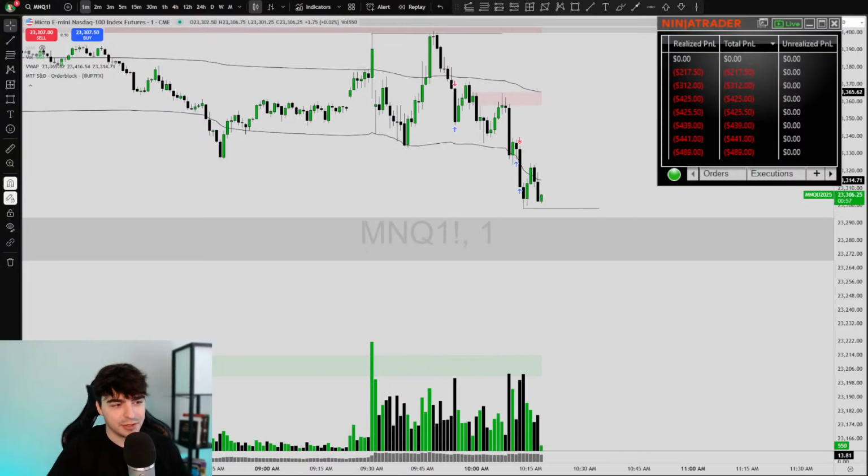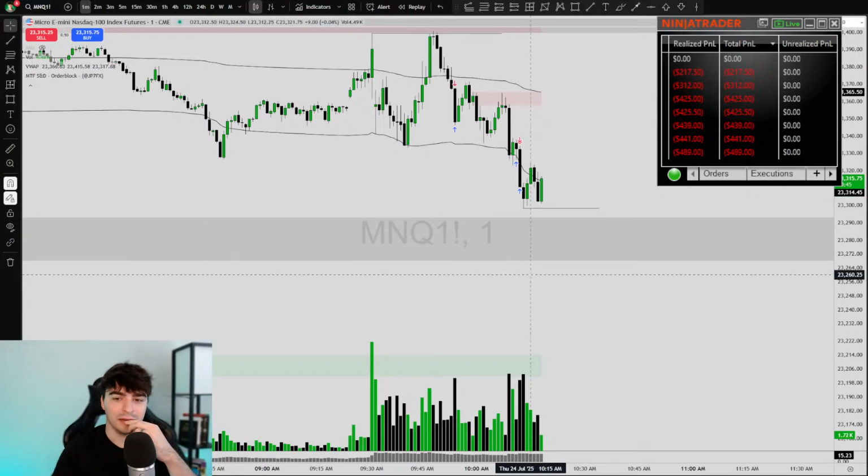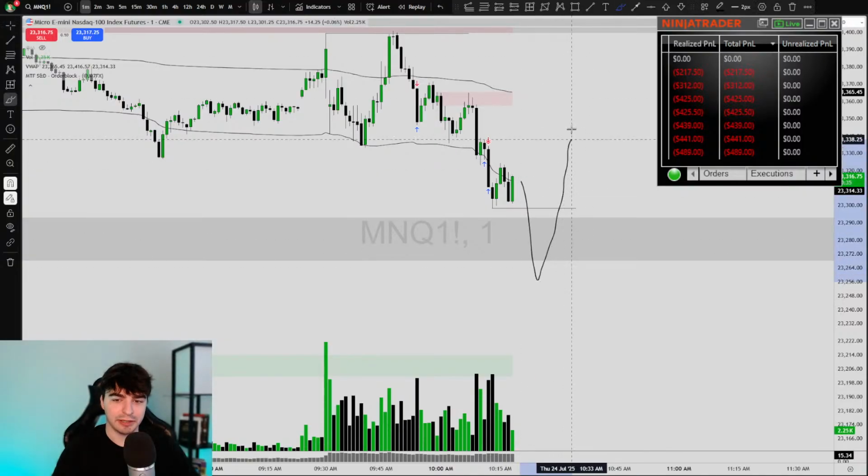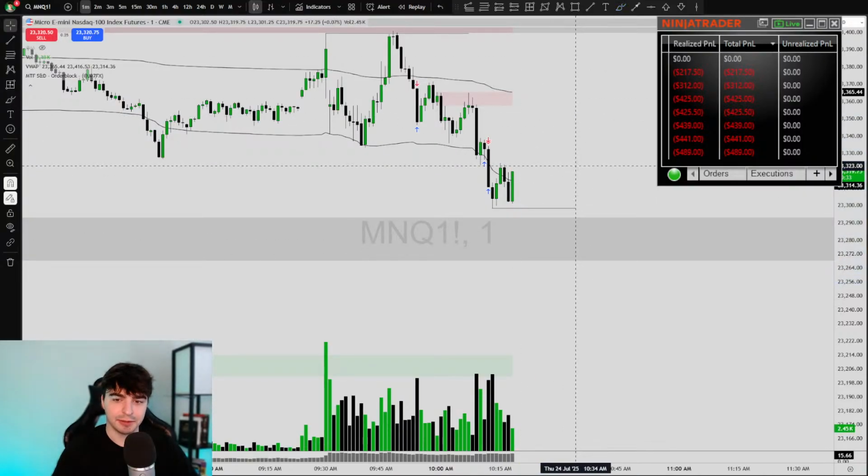Okay, let me focus here. Looks like we're going to try to take out this low or not. Short at the bottom of that zone? No. That would be a little bit risky for me. Market can easily just wick down, take it all out, and then go higher.